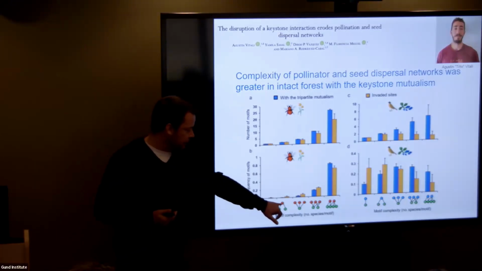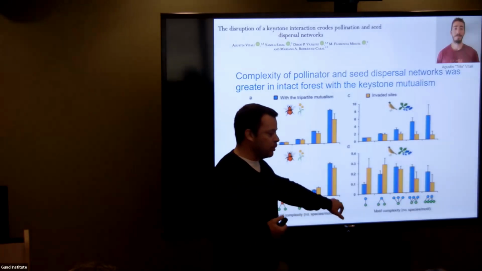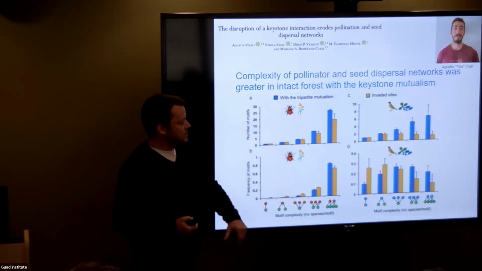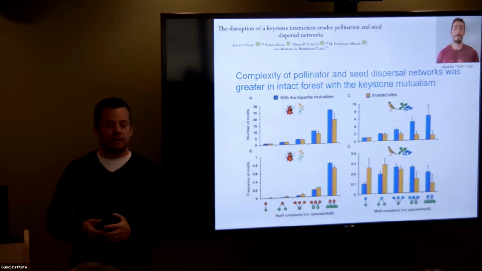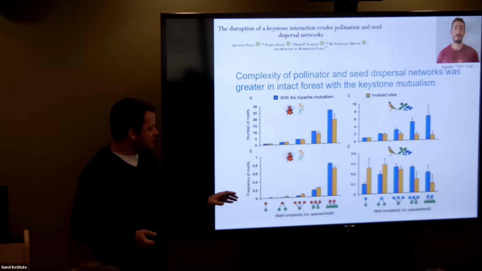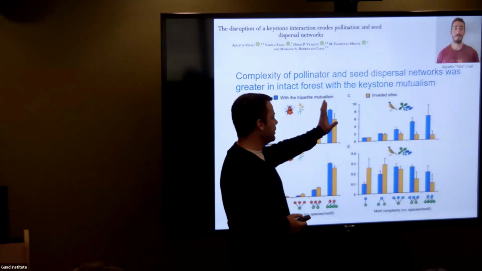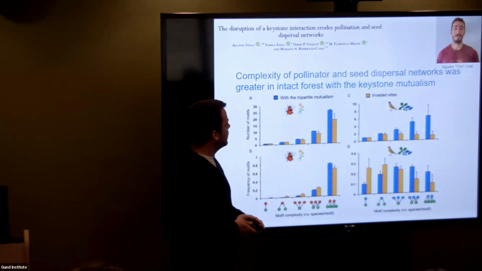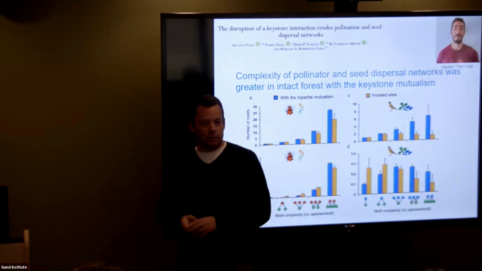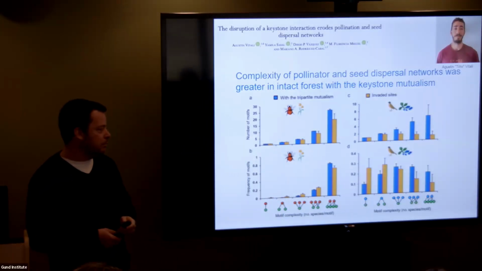So you can understand that if we lose this one, you lose completely the whole network. But here there is more redundancy in the interactions. In blue, you will see sites that have these keystone interactions, and in yellow, invaded sites. You can see that all the non-invaded sites, the sites that have the keystone interaction, are more complex in the network. So the networks on those sites are much more complex than the sites that have been invaded.